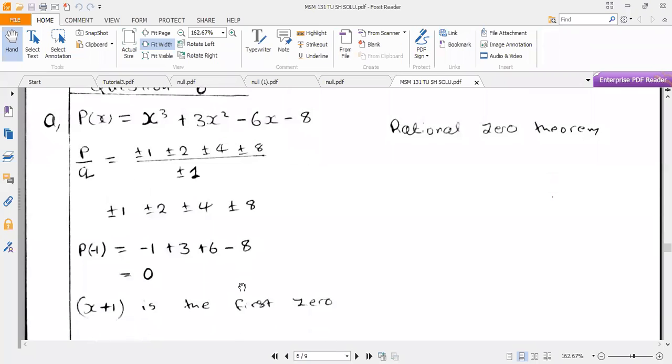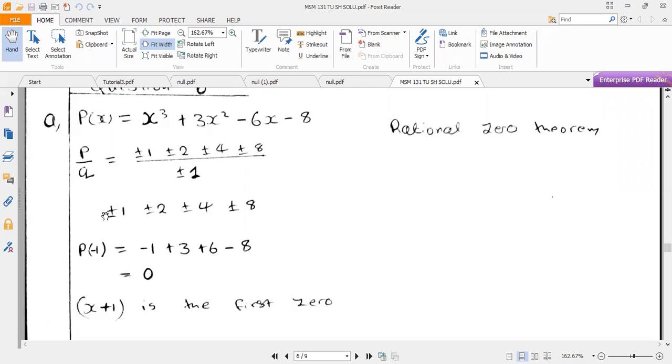After you do that, you do trial and error. You have the factors 1, 2, 4, 8, and these factors are either positive or negative. So you start picking random numbers. If you pick a positive 1 and place it in that equation, what is it going to give us? This would be 1 plus 3, which is 4. 4 minus 6 is -2. -2 minus 8 is negative 10. It's not giving us 0. So positive 1 is not a 0 factor.